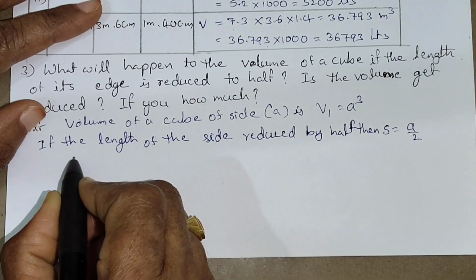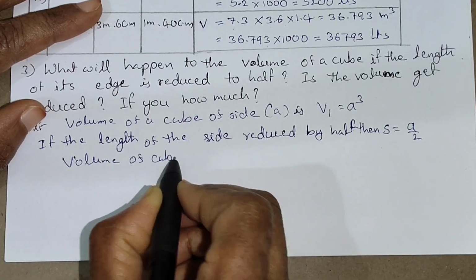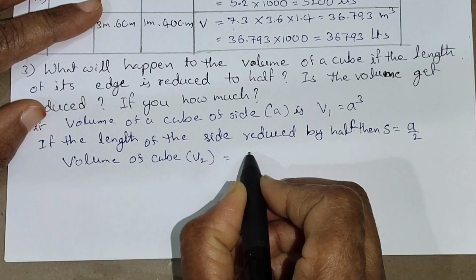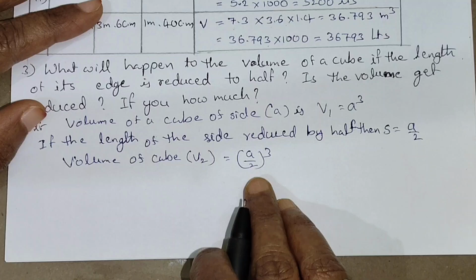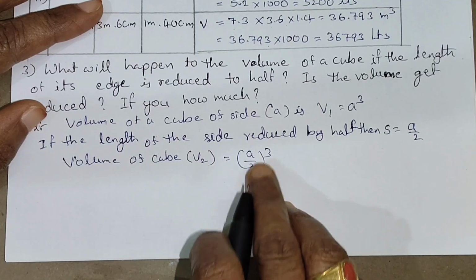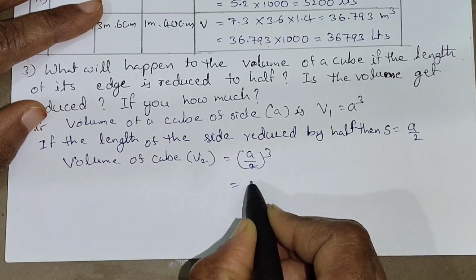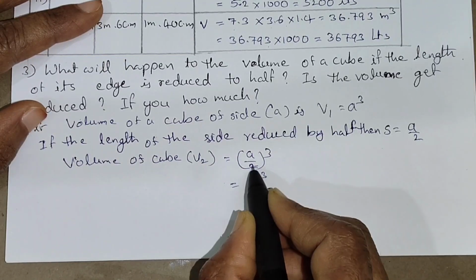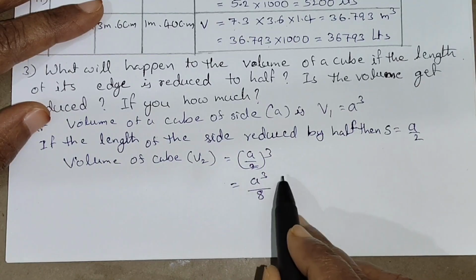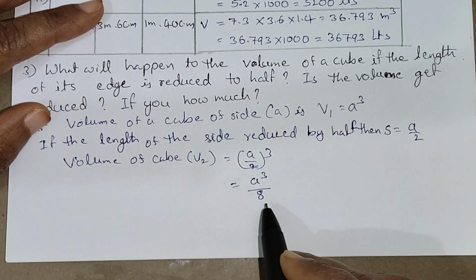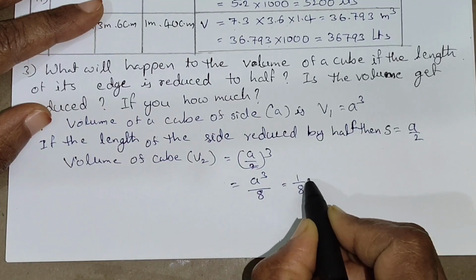So the volume of the cube, V2, equals a by 2 whole cube. A by 2 whole cube means a cube by 2 power 3, which is 2 into 2 into 2, 8. So a cube by 8, we write 1 by 8 into a cube.